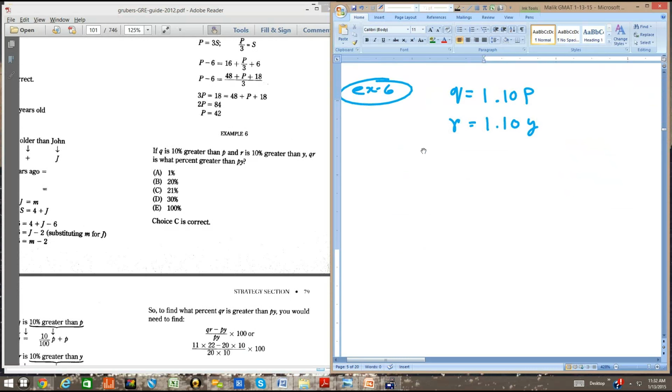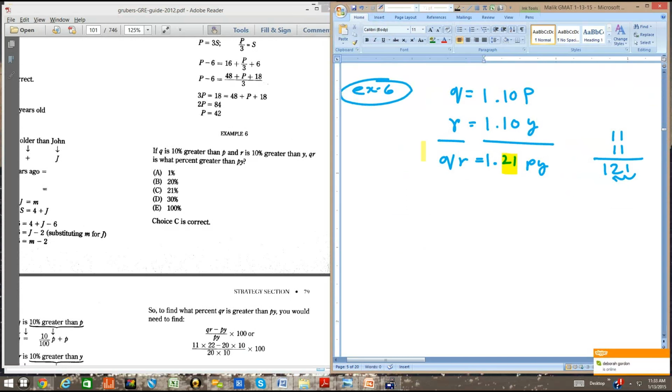QR is what percent greater than PY? So you multiply the left side, Q times R, and multiply the right side, 1.1 times 1.1. You can multiply 11 times 11, that's 121. With 2 decimal places, it will be 1.21PY. At this point, I want my students to see that this is just 21% more, nothing else. You don't need to do any math. If you can read the language of percentage, that should be the giveaway. If you know that, it saves a lot of time.